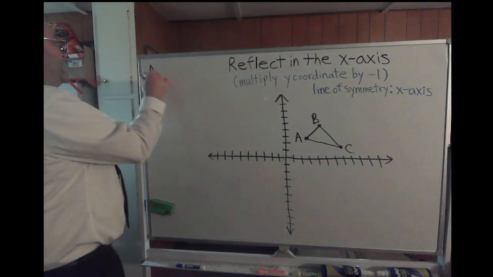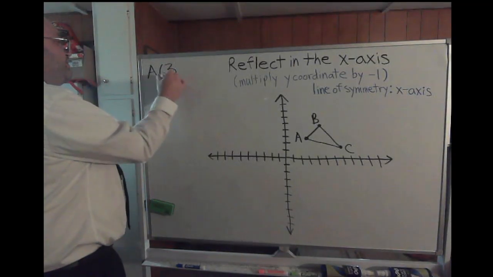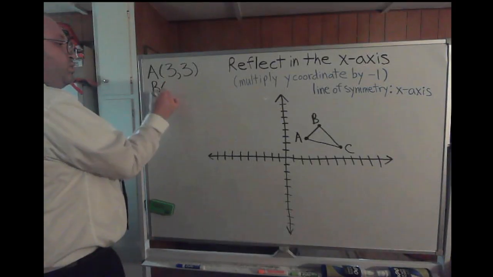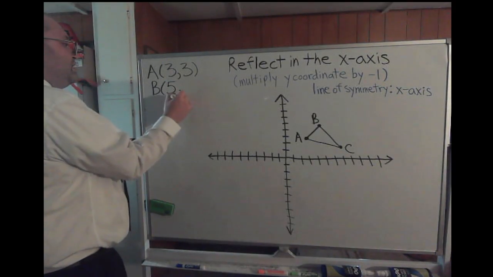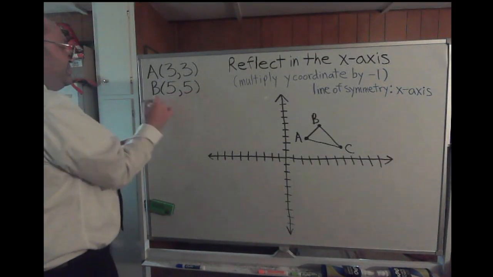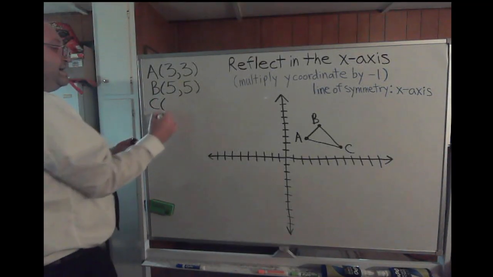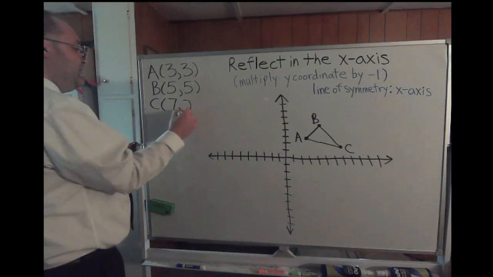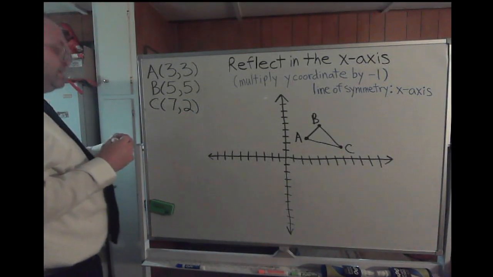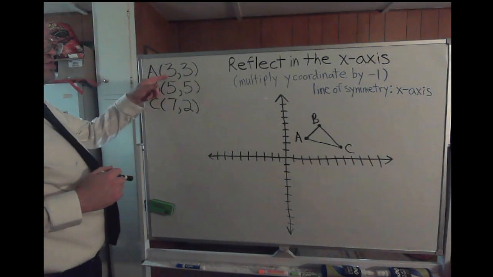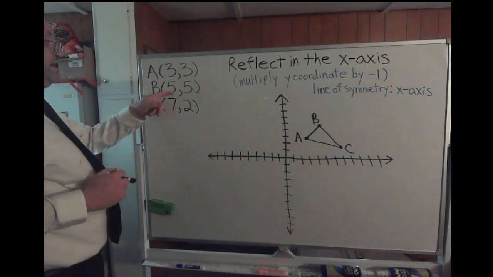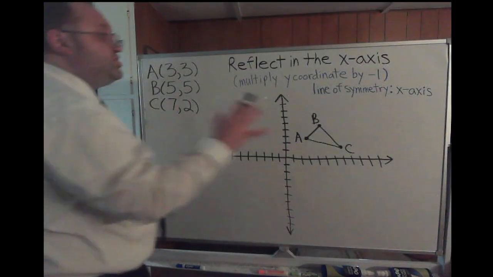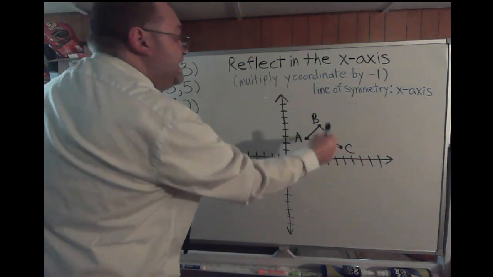So, coordinate A has a coordinate of 3, 3. Coordinate B has a coordinate of 5, 5. And then coordinate C has a coordinate of 7, 2. Okay? So now we've identified our original coordinates, A being 3, 3, B being 5, 5, C being 7, 2. We want to take each of these coordinates and reflect them across the x-axis.